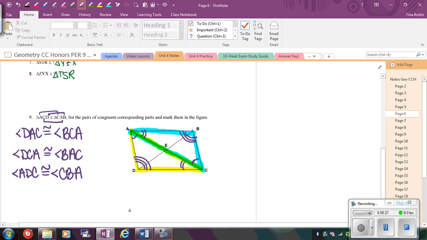So we can look at our order right here. AC and CA have to match up. Since this is a shared side between both triangles, typically we mark that with an X. We'll talk about that a little bit later, but that's a common way to mark that since it's shared. So AC is congruent to CA. We have CD and AB.